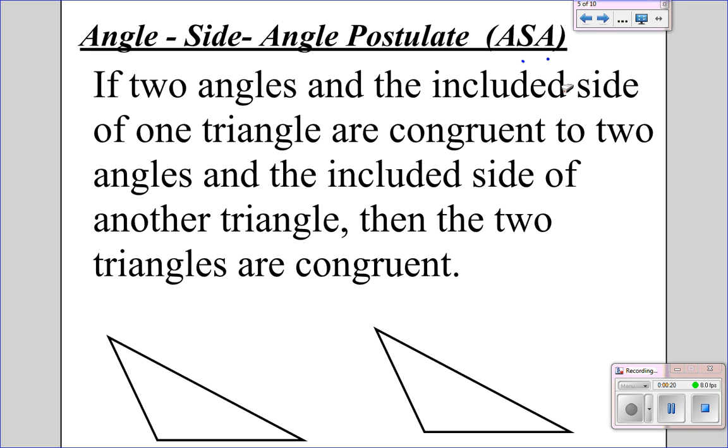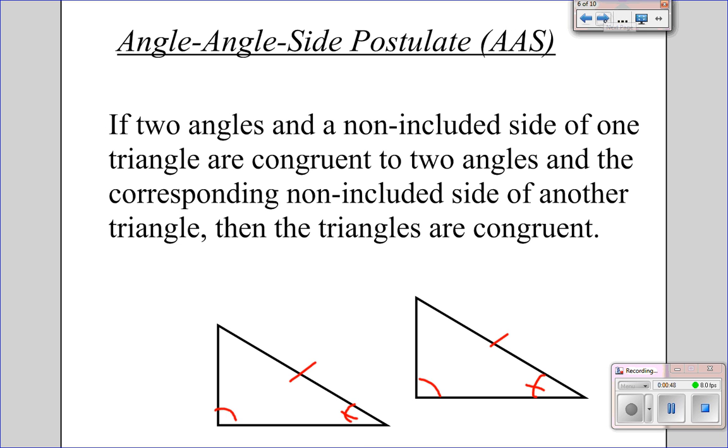So what the angle side angle postulate says is, if two angles and the included side of one triangle are congruent to two angles and the included side of another triangle, then the two triangles are congruent. So angle, congruent, another angle, and then the included side means the side in between them. That would be angle, side, angle, angle, side, angle.